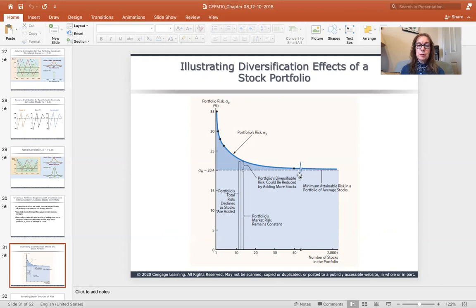This market risk is non-diversifiable. That's the risk of us going into a recession, something that affects everything: a pandemic, a terrorist attack, bad news or economic news. So we can't get rid of it through diversification.